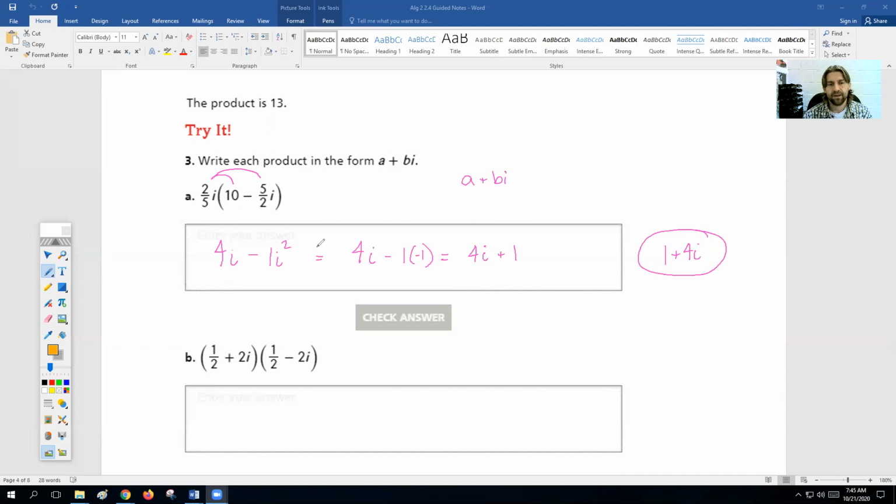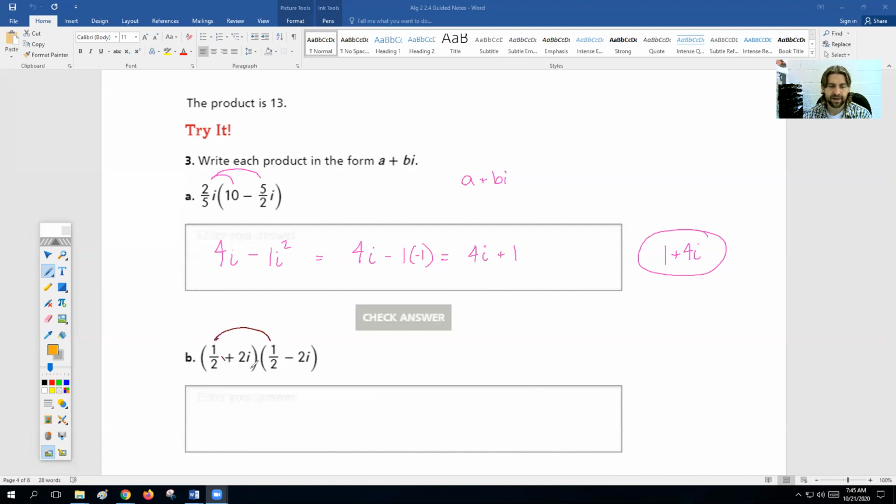Okay. Next, let's multiply these two together. So we're going to have to double distribute. And this is actually a special term. So in the next section, this is going to make more sense. But these are called conjugates, when they're the same expression except for the symbol in the middle is opposite.